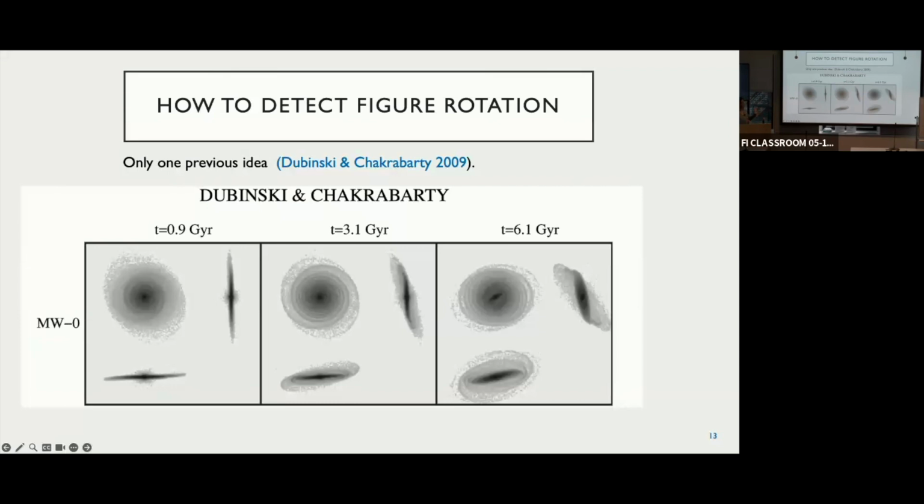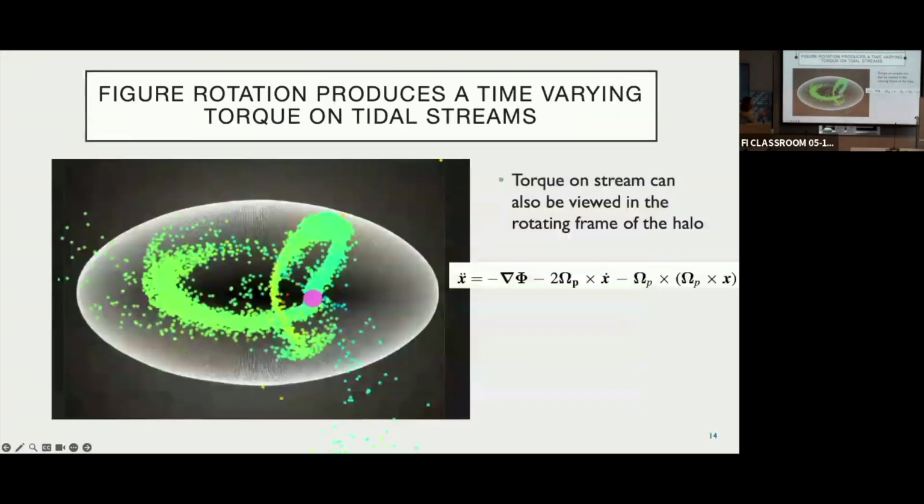And actually one of my students is looking at this also in the TNG50 halos, but we don't have much to say about it right now. So another way that we think figure rotation can be detected was something that Adrian and I explored a few years ago, and that is the idea that this dark matter halo, as it rotates, can produce a time-dependent torque on tidal streams, right? Tidal streams extend out to very large radii.